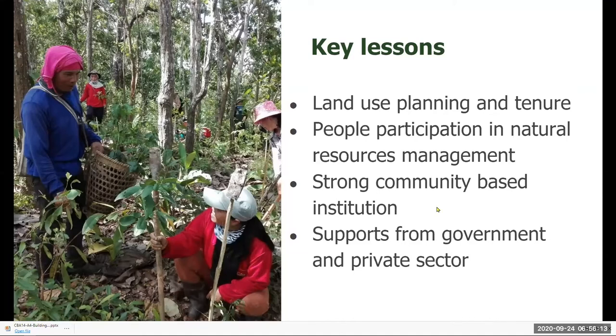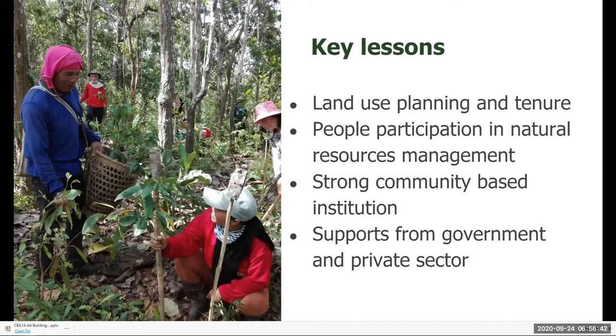The second one, we need to improve the effectiveness of people participation in any of the natural resource management intervention. So the co-management needs to be more practiced by getting local people involved in any decision making. We cannot just wait until climate change comes in, but we have to prepare, and then we have to do active planning for the climate change adaptation.